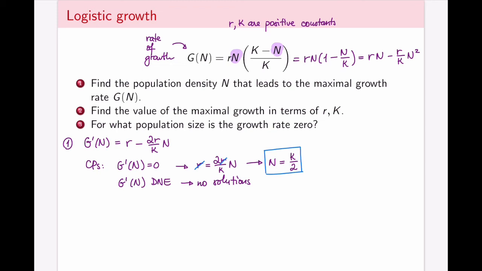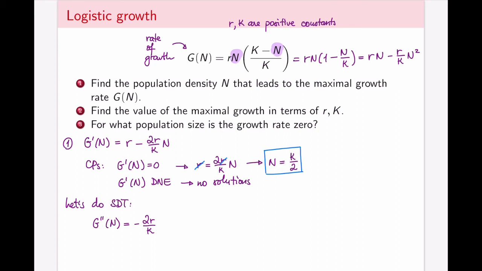Let's do the second derivative test here, just to spice things up a little bit. For the second derivative test, I'm going to need to calculate the second derivative of my function. For that, I'm going to look at my first derivative and take a derivative of that, again keeping in mind that n is my variable. So r is a constant, that will go away entirely. And what I'm going to end up with is negative 2r over k.